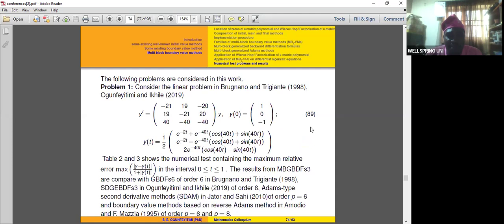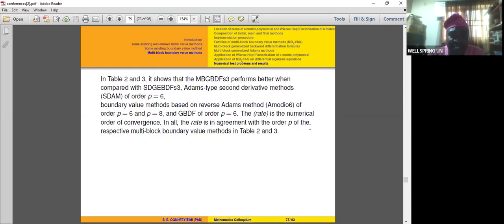Then we apply some of the method on some problem. We have Bourgain and Tigante in equation 89. So we solve this method where the maximum relative is given in the interval of 0 and 1. The result of multi-block generalized BDF was compared with generalized BDF. We try to compare with the same order. We compare with Jato and Shai 2010. We compare with Adams method in Amodo and Mazia 1995 to order 6 and 8.